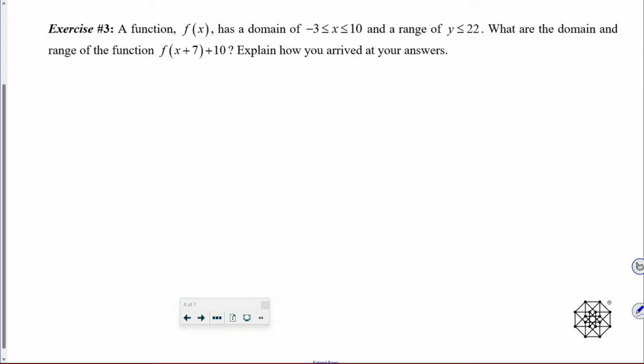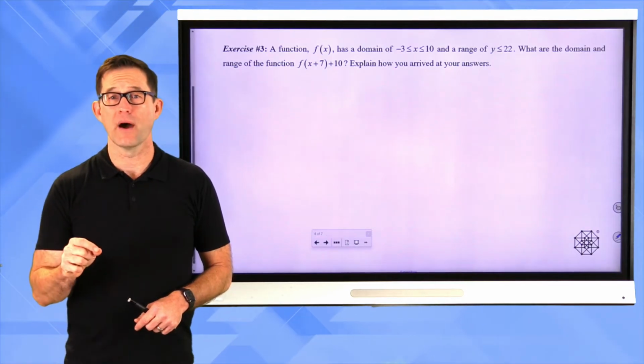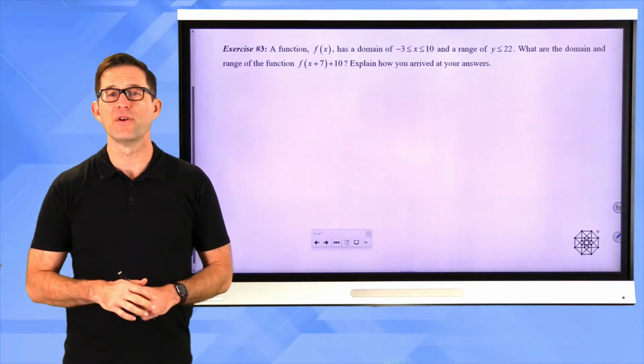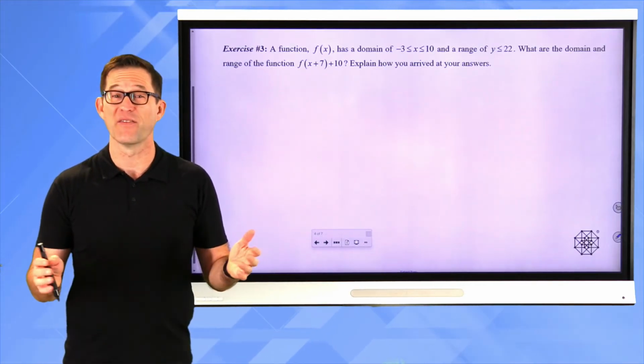A function f of x has a domain of negative 3 less than or equal to x less than or equal to 10, and a range of y less than or equal to 22. What are the domain and range of the function f of x plus 7 plus 10? Explain how you arrived at your answers. All right, well, what I'd like you to do is pause the video right now and see if you can figure out what the domain of this new function is. The domain, and the range.